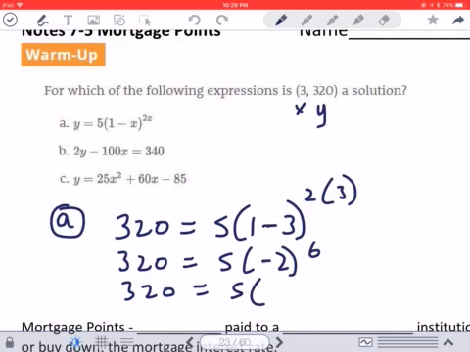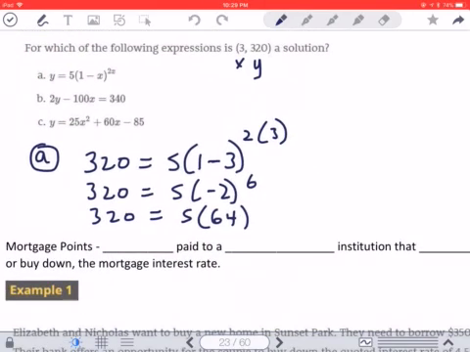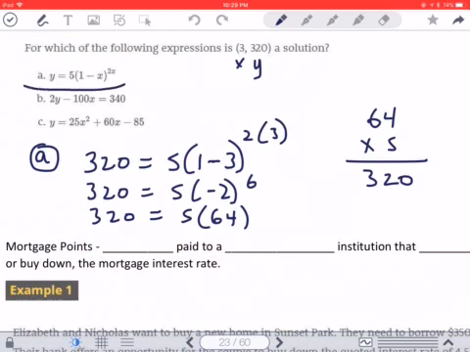And negative 2 to the 6th power is going to be 64. Okay, if you check that in the calculator. And I know that 64 times 5, if I do the math there, I'm going to get 320. Okay, so I know that I can stop right there. A is going to be the solution. I plug in 3 here and here. And when I plug in 3, I get 320 for my y value.